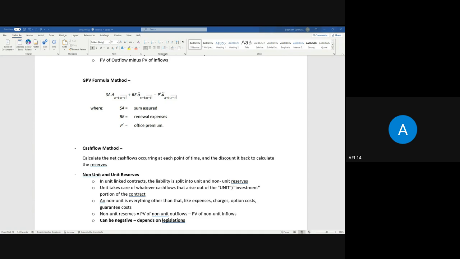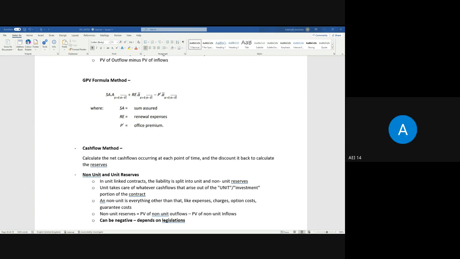So naturally, you would assume that the PV of non-unit outflows would be greater than the PV of non-unit inflows. Sorry, less than the PV of non-unit inflows. So your non-unit reserve would be, again, negative if you calculate it on a best estimate approach. Anushka, is this clear?